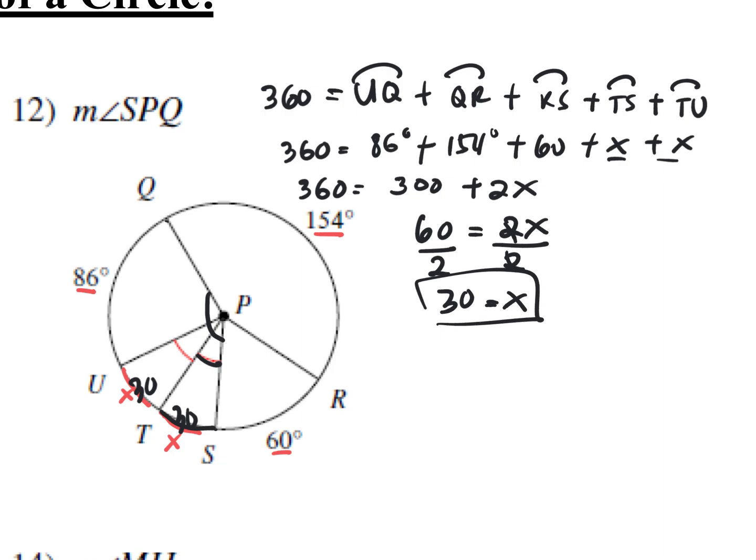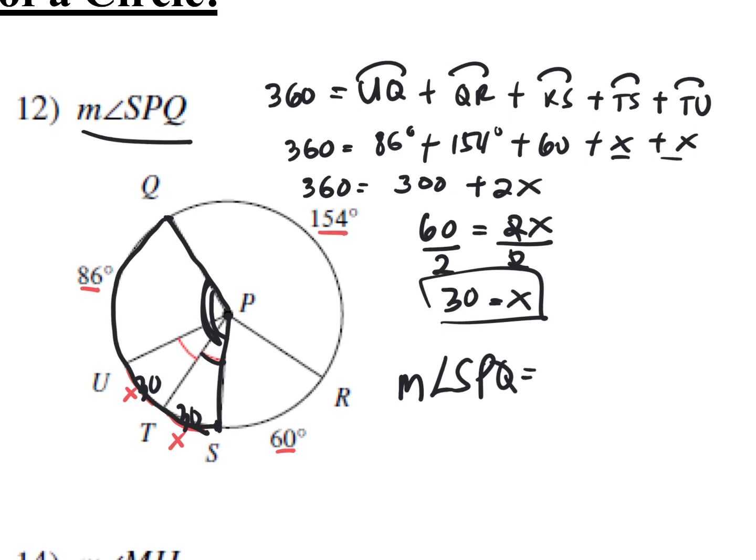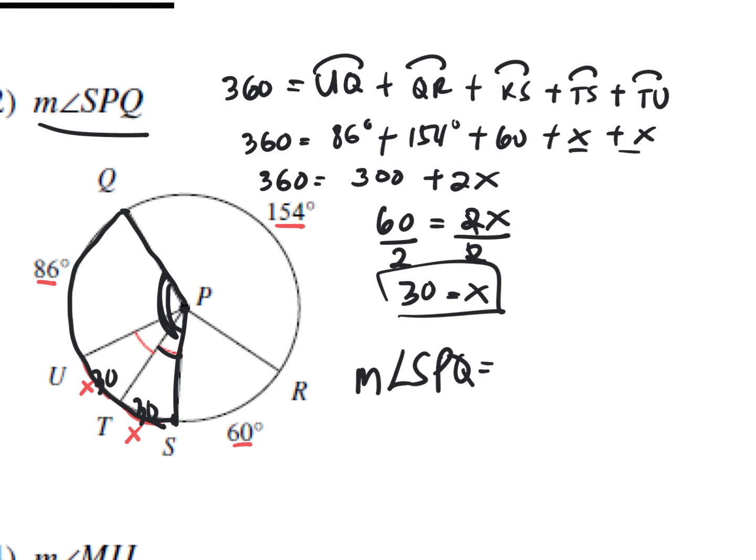Now, since we already know that one, we can now answer the question in here. What is the measurement of your angle SPQ? Now, S, P, and Q, this one. So we're going to be looking at this one. With all of this right now, we can say that the measurement of angle S, P, and Q is going to be, we're going to look at the arc. The total arc in here is going to be 86 degrees plus 30 plus 30.